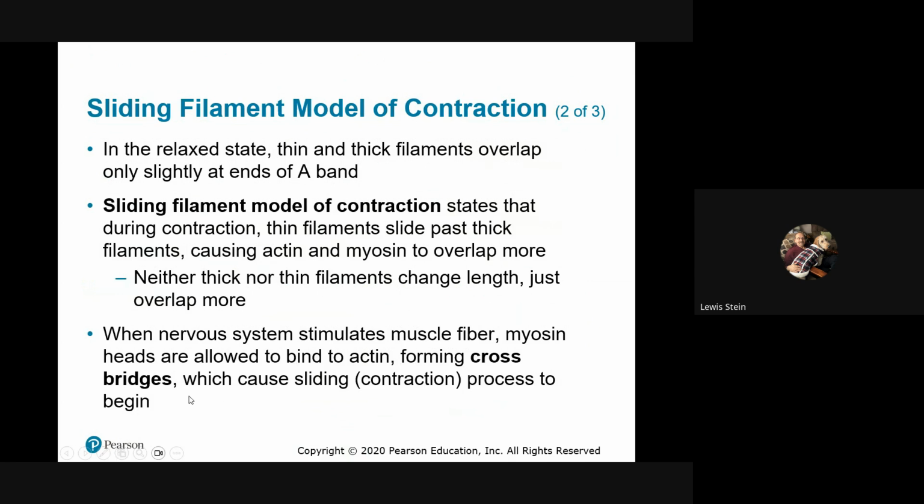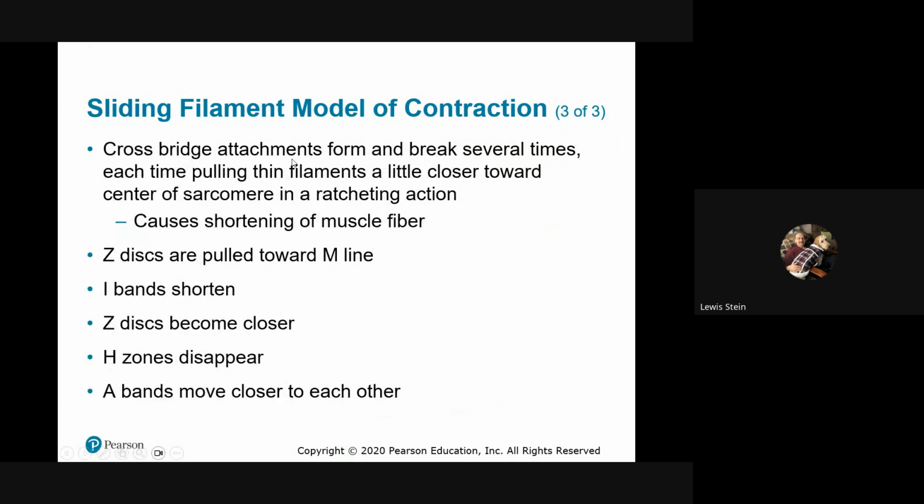And cross bridge. And yes, I know this is a lot to digest in one class. We're going to go over it a zillion times. So the cross bridge attachments form and break. And again, do I have to lift something fairly easily, or do I have to put a lot of force into it? Pulling them closer and closer together. So what happens, the shortening is really the Z discs in the individual sarcomere getting pulled toward the midline.